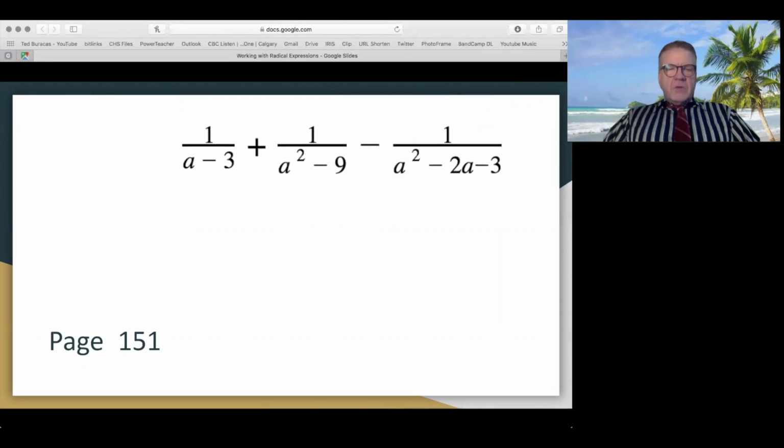There is no doubt that you could come up with a common denominator by multiplying each of those denominator terms by each other. You can go a minus 3 times a squared minus 9 times a squared minus 2a minus 3, and you are going to get a common denominator on the bottom. No doubt about it. The problem is that you're going to get some really, really messy expressions.